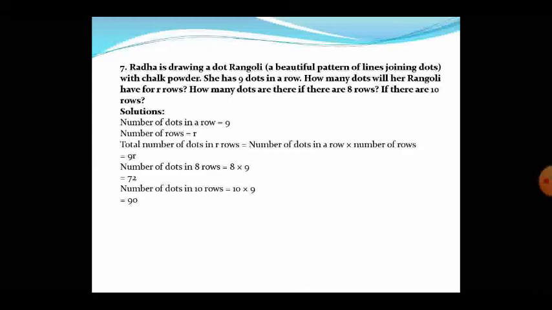Okay, first you need to find the pattern. Pattern means there are 9 dots in one row. How many dots does a rangoli have for r rows? 9 into r. Very easy, children. You can understand easily. 9 into r. So to find 8 rows, instead of r you have to put 8. To find 10 rows, instead of r you have to put 10. That's it. If you need to find 11 rows, then 11 into 9, 99. Like that, instead of r you put 11.